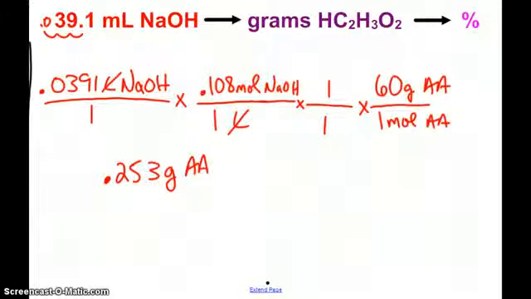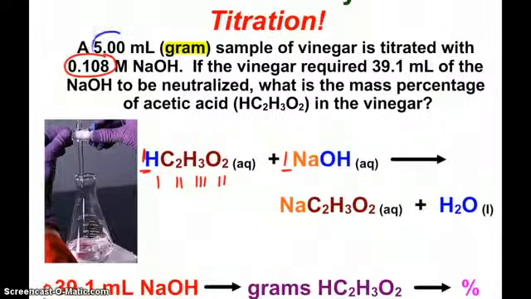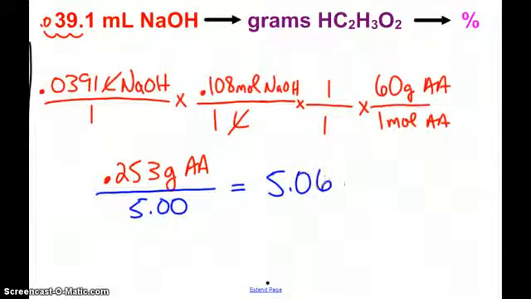in that vinegar sample. Well, what was my starting sample size? 5 milliliters, 5 grams. And so I can figure out the mass percent dividing by 5, and here we see that we get 5.06% acetic acid by mass in that vinegar.